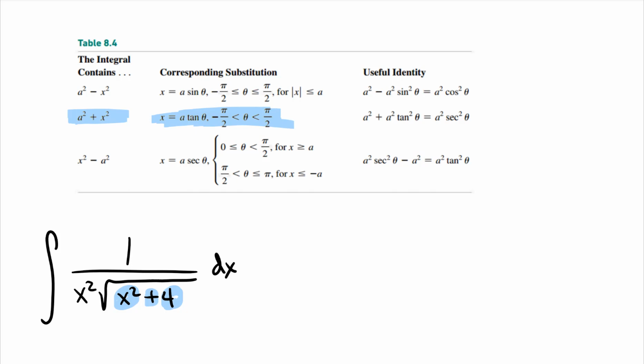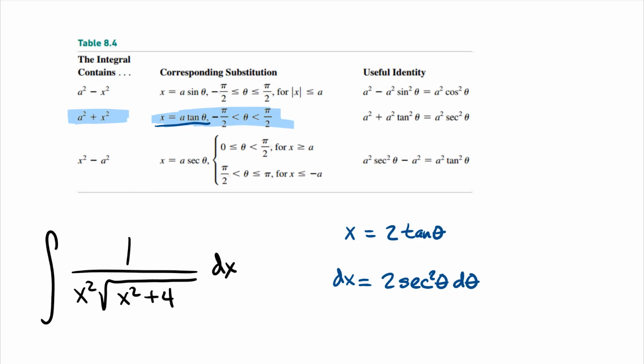So, what are we going to choose for x? I think we should choose x to be something with a tangent. Should we choose 4 or should we choose 2? Right, because it's a squared. That 4 is 2 squared. So we're going to say x is equal to 2 tangent of theta. And we can say that dx is equal to 2 secant squared of theta d theta.